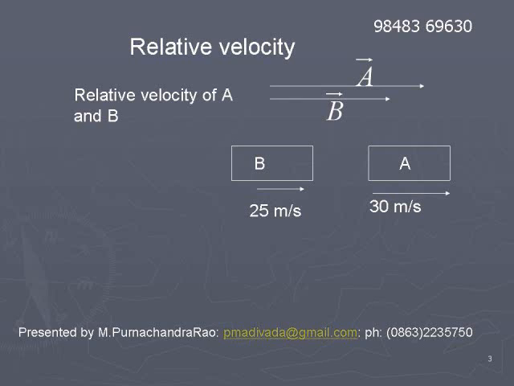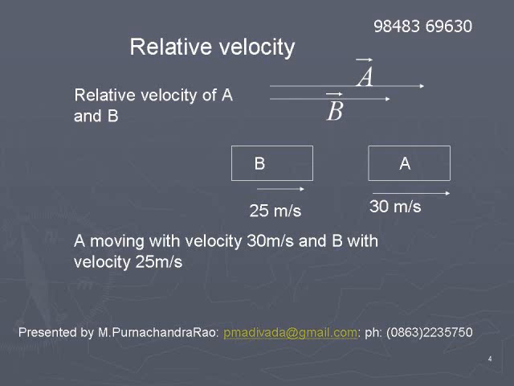Let us consider two vehicles, say two cars, A and B. A is ahead of B and both are traveling in the same direction. A is traveling with velocity 30 meters per second and B is traveling with a velocity 25 meters per second. The speed of A is 30 meters per second and the speed of B is 25 meters per second. Both of them are traveling along the same line in the same direction.